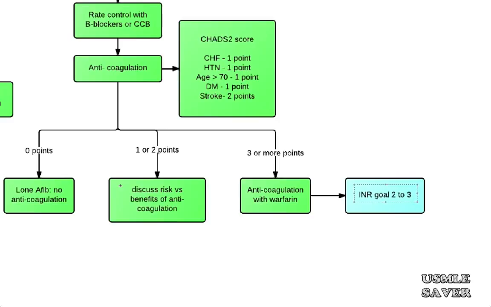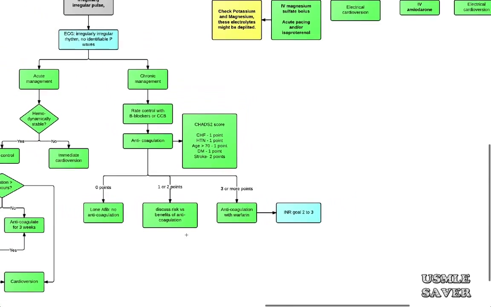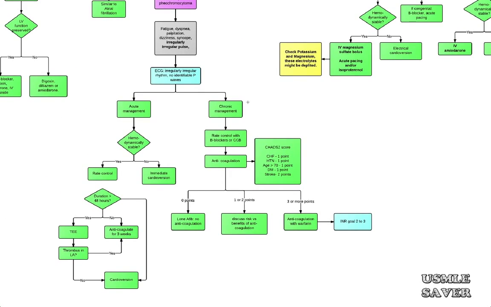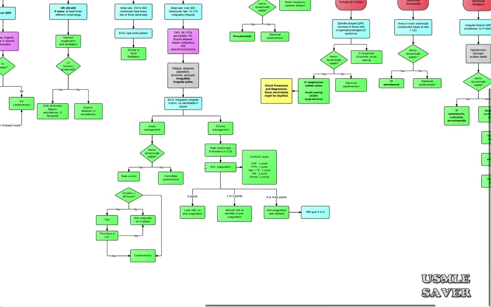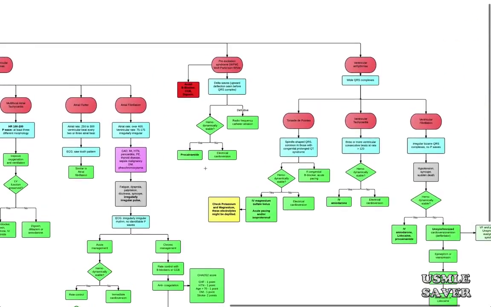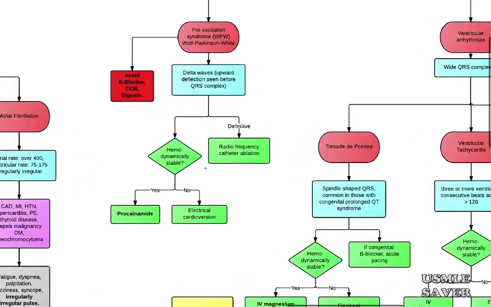When the patient has 1 or 2 points, then you have to discuss the risk versus benefit of anticoagulation therapy with the patient and move on from there. So this is all you need to know for atrial fibrillation. This looks a little bit long, but just go over this 1 or 2 more times and you should be fine. Alright, now let's move to Wolff-Parkinson-White syndrome.